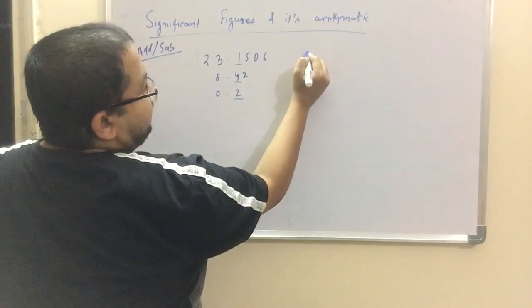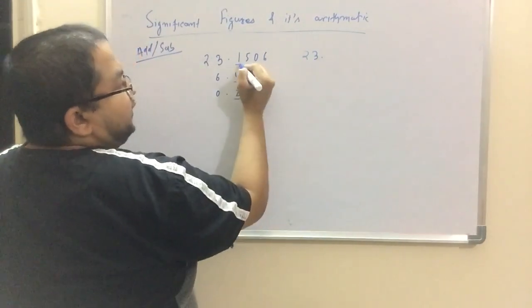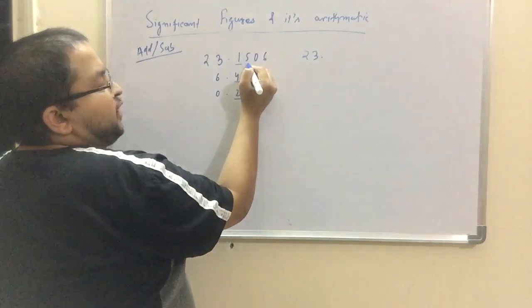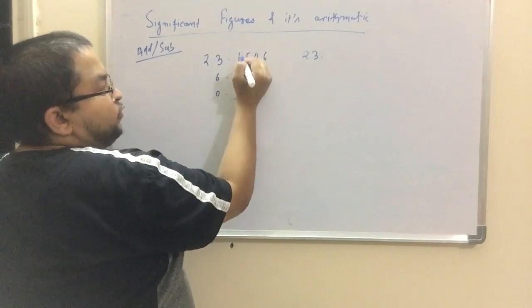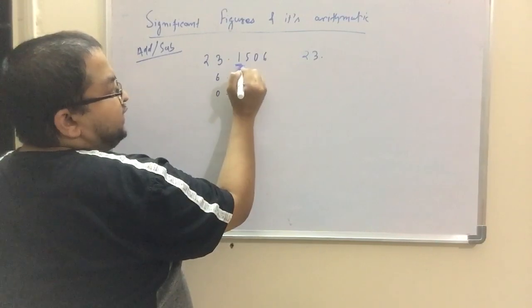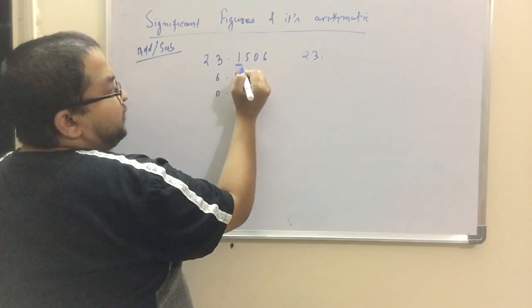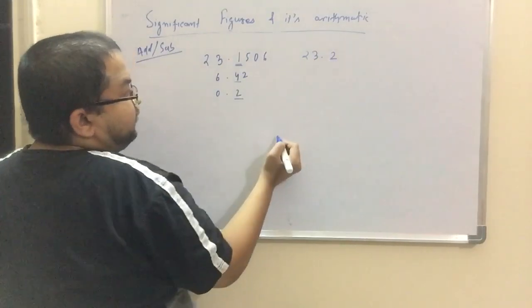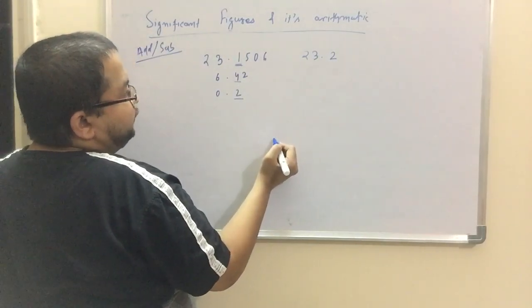So it would be 23 point. I need to do rounding here, so I need to go to the next digit. The next digit is 5. If the next digit is 5, I need to come back to the original digit. The original digit is 1, which is an odd number, which means I need to increase it by 1. So after rounding off, it becomes 23.2.